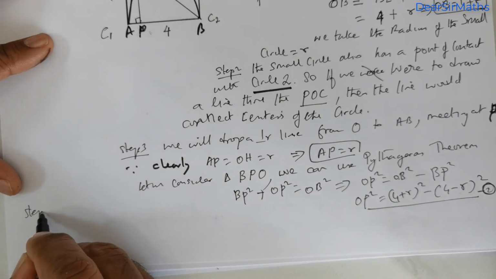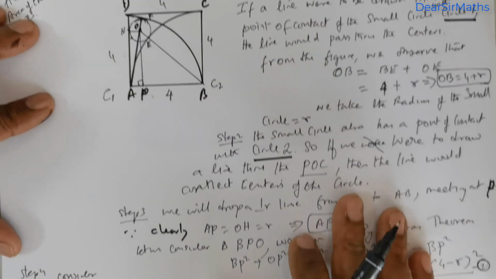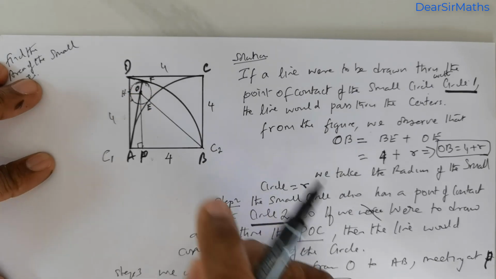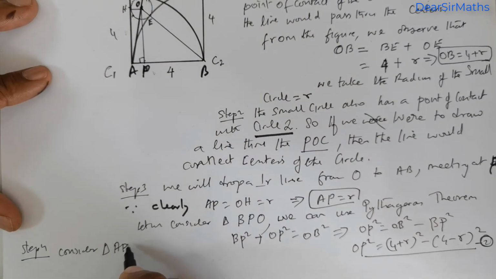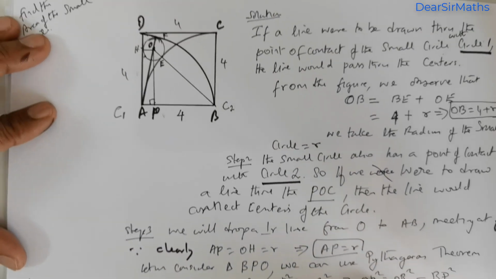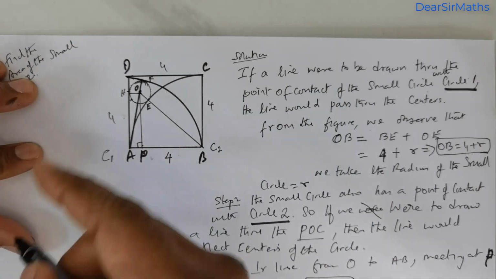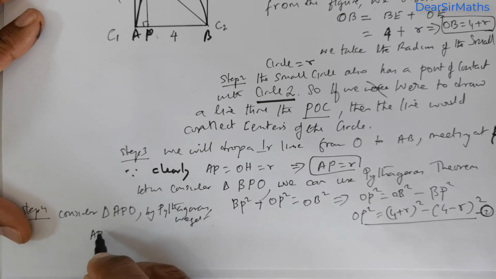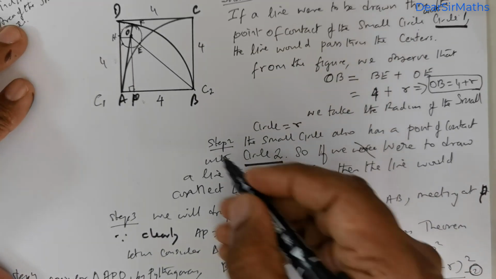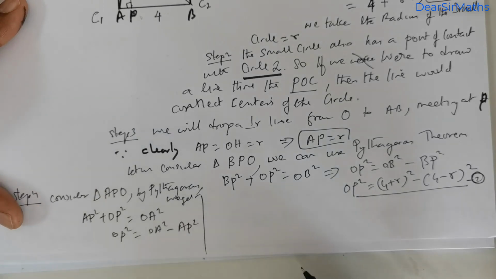Now step number 4, consider this triangle APO. Consider triangle APO by Pythagoras. It's a right triangle. So what do we get by Pythagoras? AP squared plus OP squared is equal to OA squared. And from here, OP squared is equal to OA squared minus AP squared.